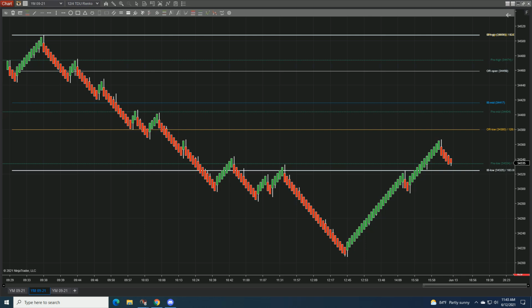This is a September contract, which we've just rolled over. I'm recording this on Saturday the 12th. I've got a 12-4 median Renko brick or bar applied to the chart.